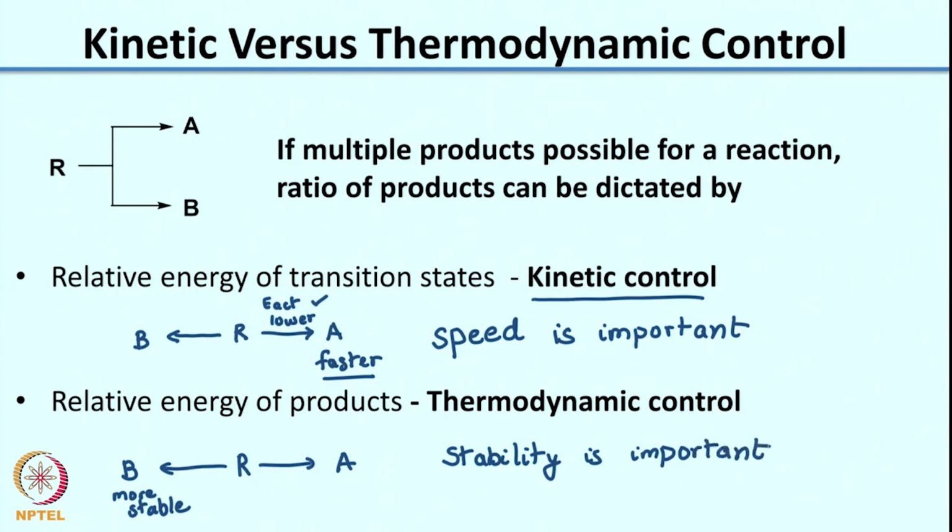Now, in this case what is important is stability. You might be wondering, how does one decide whether speed is important or stability is important? In the second case, both processes have their activation energies. Similarly, in the first case, both products have their relative energies. So, how do we decide whether it is under kinetic control or under thermodynamic control? Let us look at this a little more deeply.